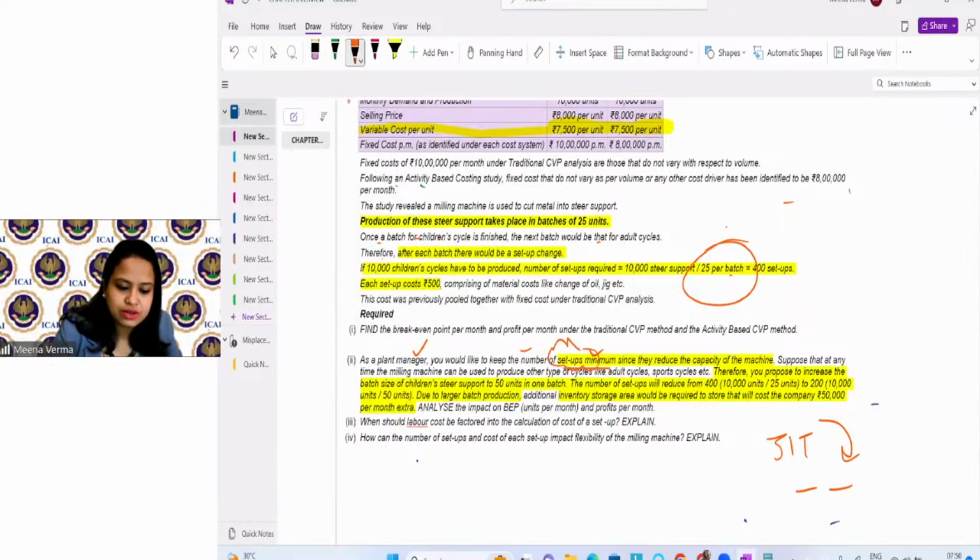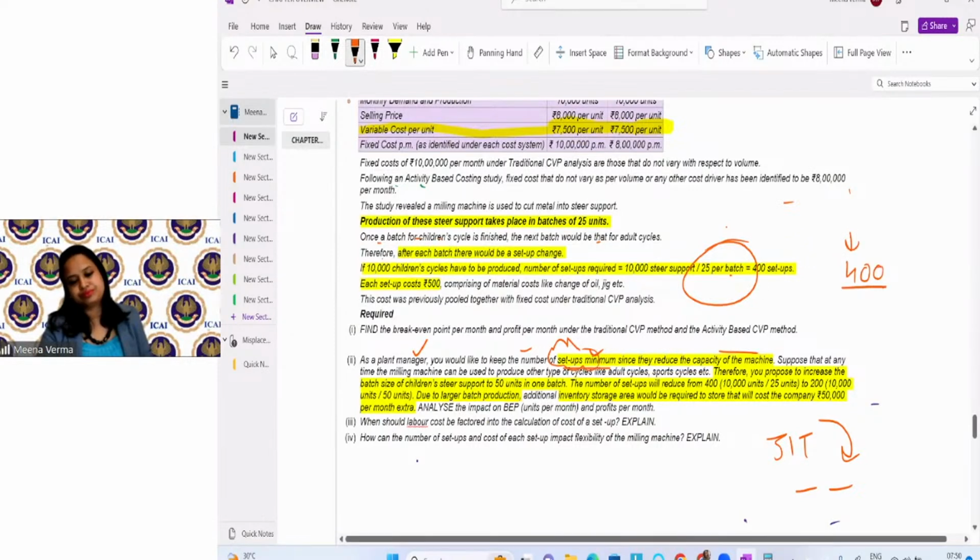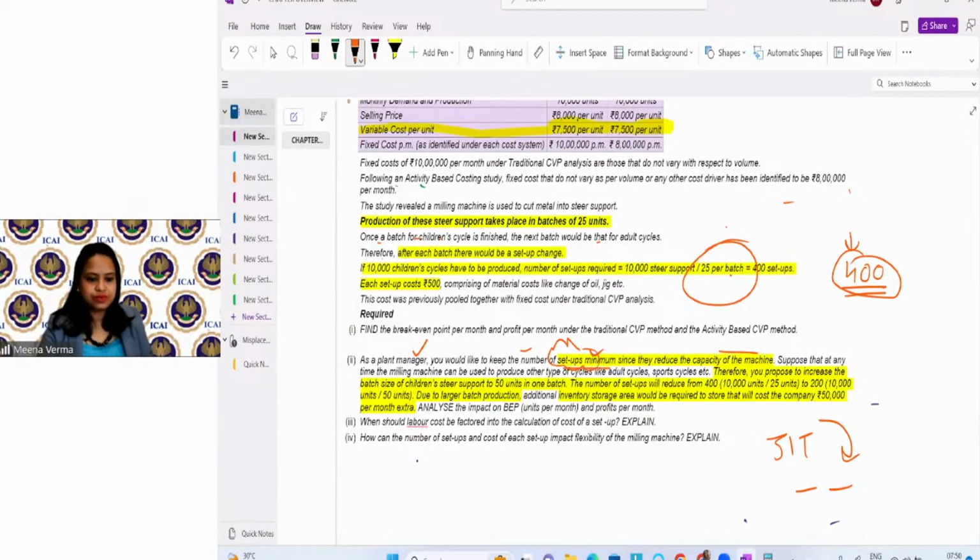Since they reduce the capacity of the machine, suppose that at any time, the milling machine can be used to produce other types of cycles like adult cycle, sports cycle, etc. Therefore, you propose to increase the batch size of the children's T supports. Now, what is happening here? Earlier, the number of setups was 400, right? Now, what is happening? They want to reduce this.